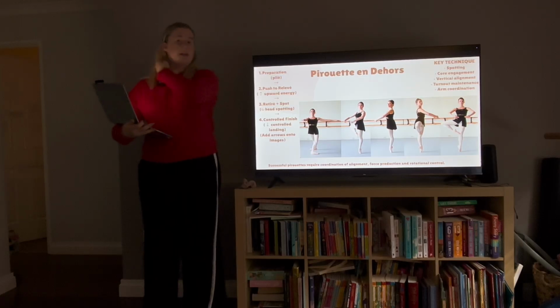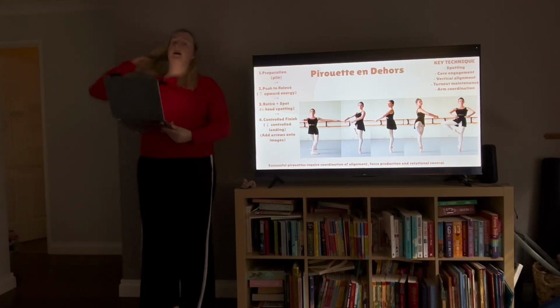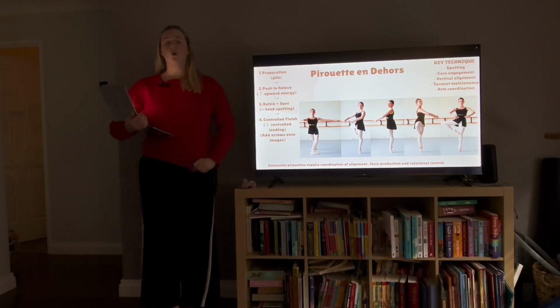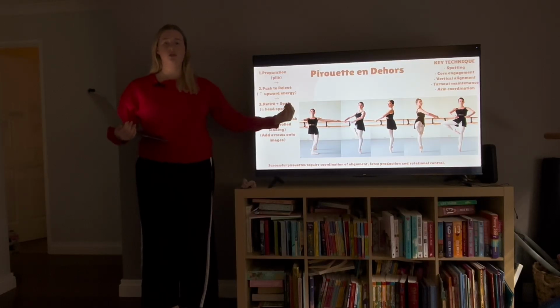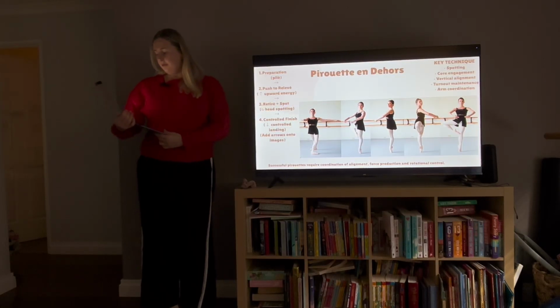Some key techniques that the students learn about in my classes are spotting, core engagement, vertical alignment, turnout maintenance, and arm coordination, which within this girl we can see all of those crucial techniques. Successful pirouettes require coordination of alignment and rotational control.